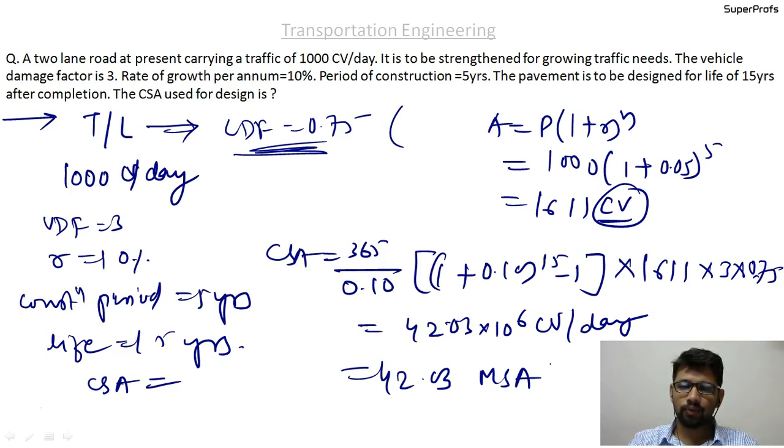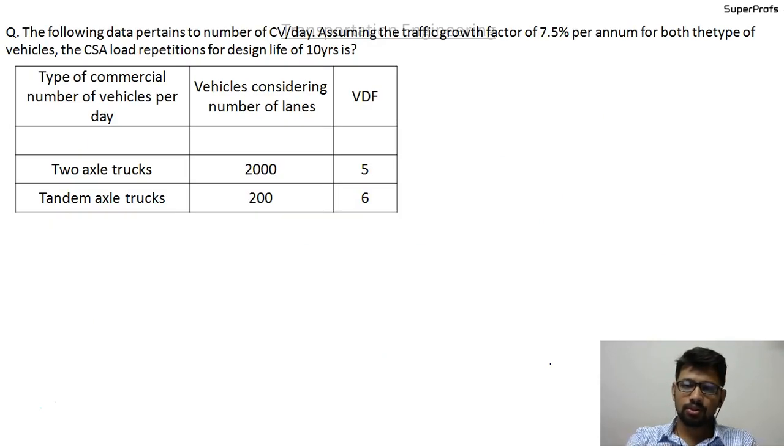I took it quickly because I wanted you people to solve it. So this question was asked in GATE 2007. The following data pertains to the number of commercial vehicles per day for the design of flexible pavement for national highways as per IRC 37/1984. I have written only part of it.